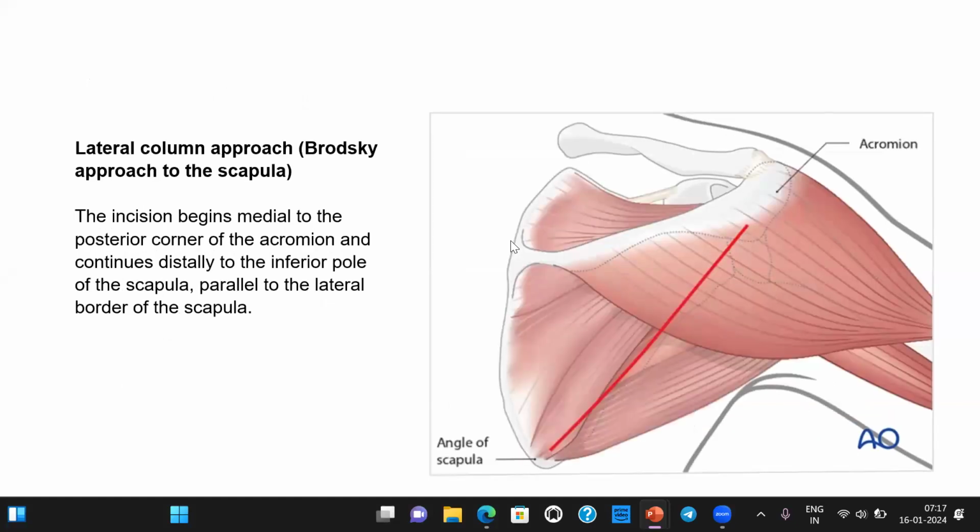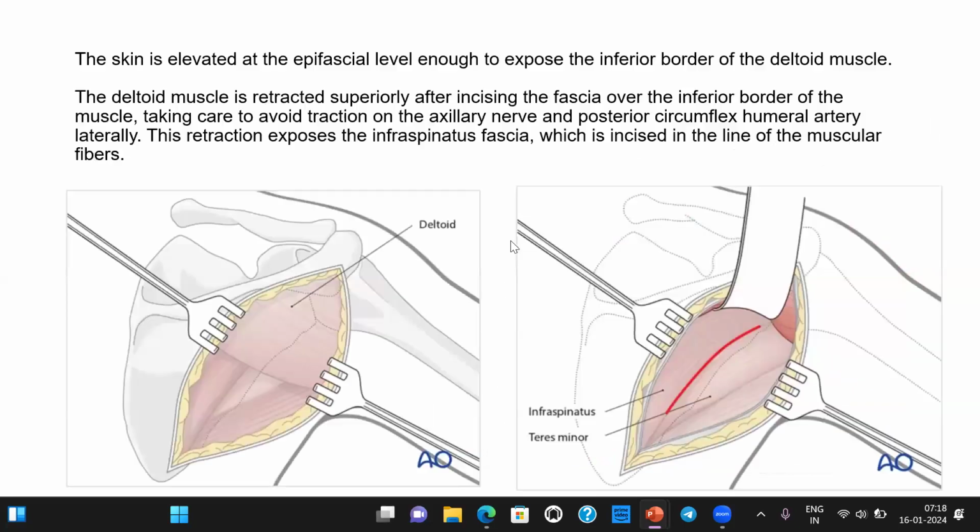In the Brodsky approach, the red line marks the incision. It begins from the inferior pole of the scapula and runs parallel along the lateral border of the scapula. It is to be noted that the proximal part of the incision always lies just medial to the posterior corner of the acromion. After incising the skin and taking down the subcutaneous tissue, the deltoid muscle is retracted superiorly, again after incising the fascia on the inferior border of the muscle, taking care to avoid traction on the axillary nerve and posterior circumflex humeral artery. This retraction exposes the infraspinatus fascia.